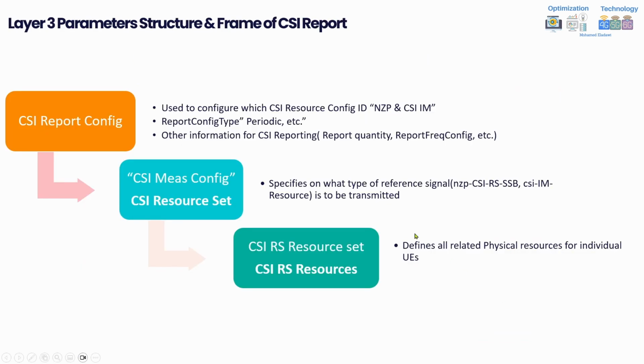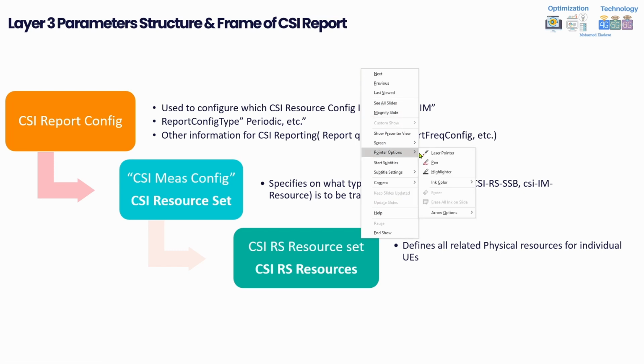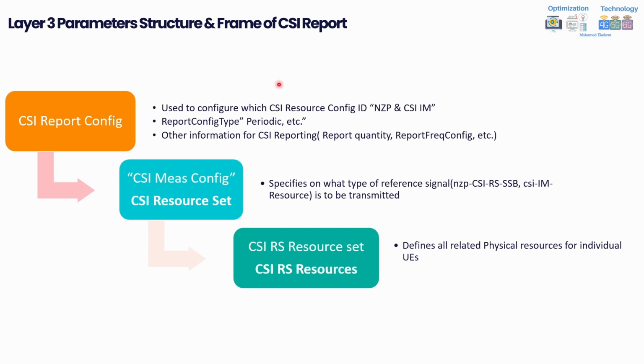Now let's go through the parameters part. Before taking you into the parameter description, I would like just to give you a high-level introduction about the layer 3 parameter structure and frame of the CSI report. What does this mean? Usually when you check the layer 3 messages, especially the RRC configuration message or the SgNB addition request acknowledgement, as I mentioned, this would be the structure.